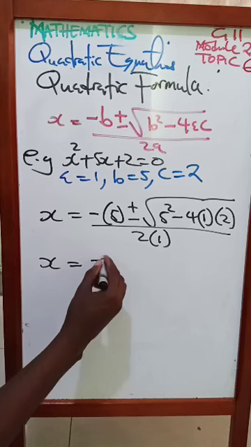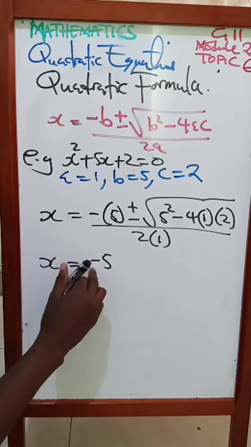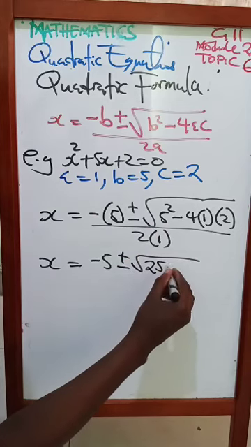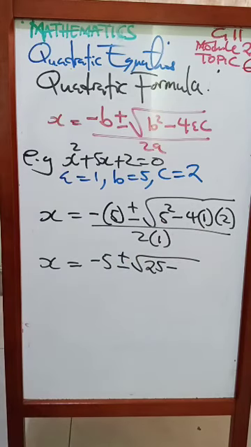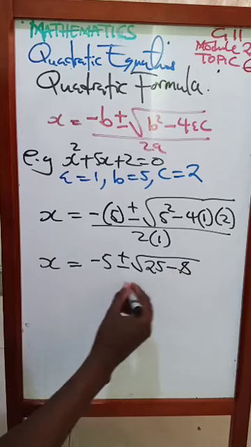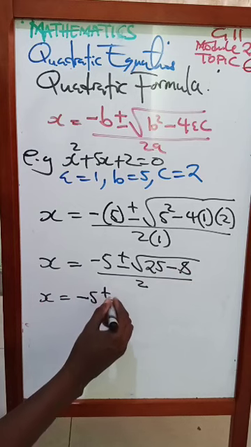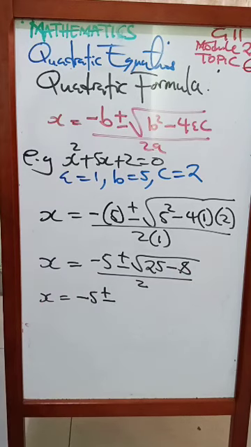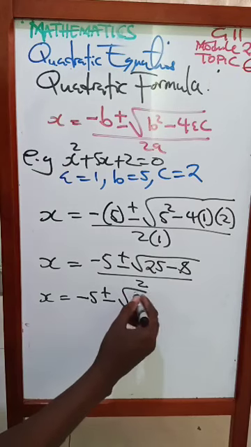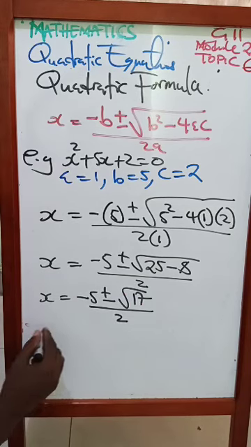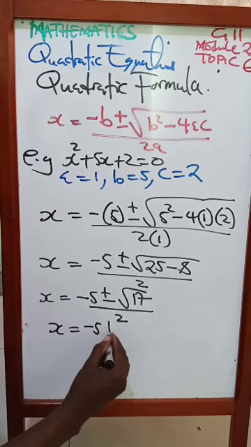So x is equal to negative 5. Positive times negative is negative. So plus or minus 5 to the power 2 is 25, minus 4 times 1 times 2, which is 8, so you're going to get 8 there. Everything divided by 2. So x therefore is equal to negative 5 plus or minus 25 minus 8. 25 minus 8, you're going to get 17. So you include 17 like this, everything divided by 2.